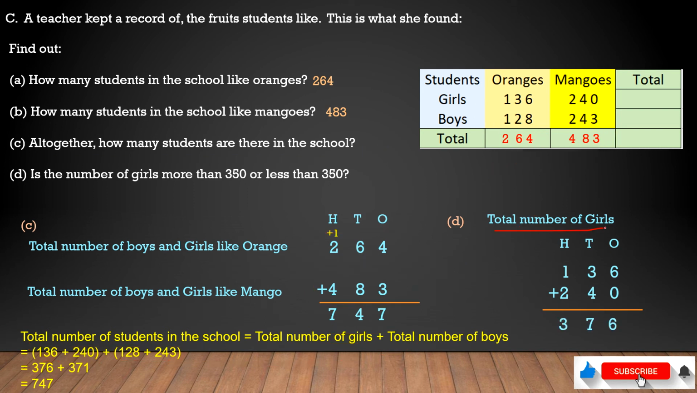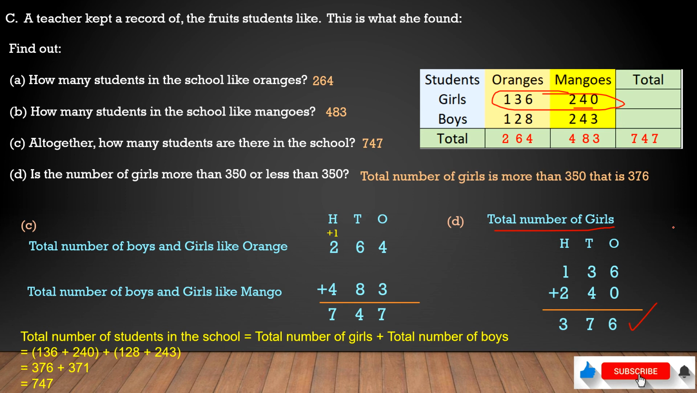And what is D? Total number of girls. So this is the total number of girls. If you add these two numbers, we get 376. So now we have the answers to these questions.